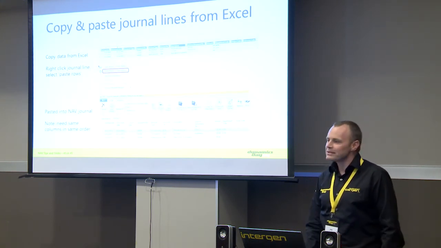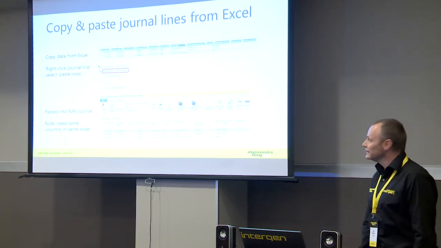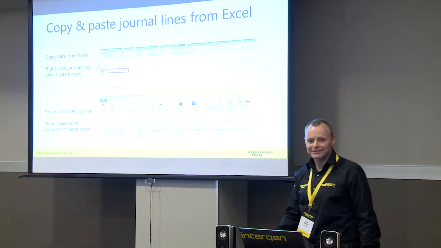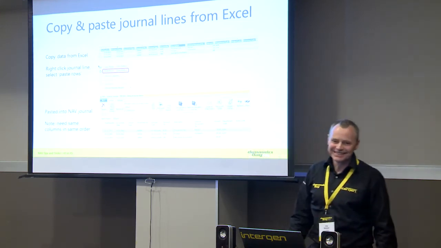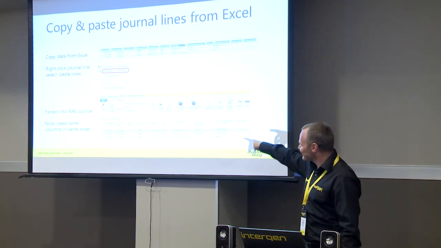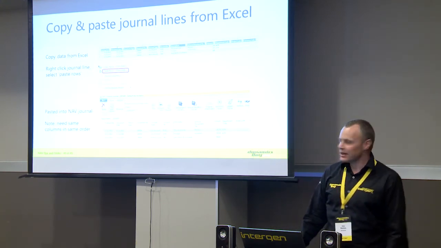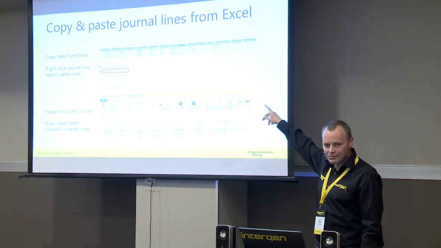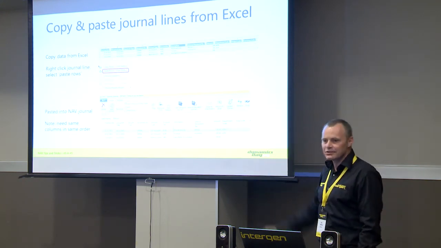We now have the ability to copy and paste journal lines from Excel. I took a bit of a shortcut. I entered a journal and then I exported it to Excel, cleared my journal. And then I did a copy and paste rows, and it puts them in. But you do need to be aware it's not remembering the column names, it's just remembering the sequence. So you need to have your columns set up in the same sequence as you've got on your journal screen.